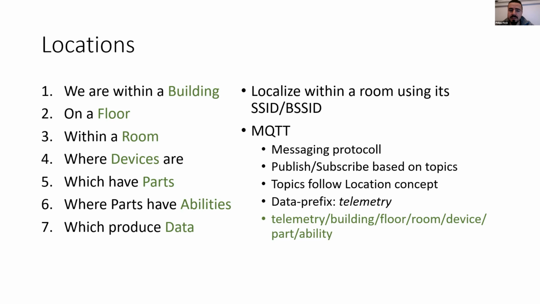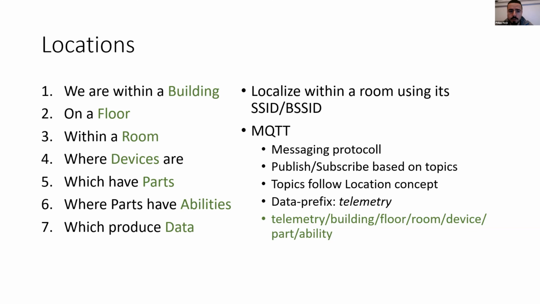For the examples that we used, we follow a pattern where we are in a building, we have a floor, there's a room. In the room, there are devices, and the devices have parts, and every part has an ability and sends data. This means that in my phone, there's a temperature sensor, and the temperature sensor reports the temperature. This is what we are trying to mimic with that structure, and it was used among all the examples that we have.